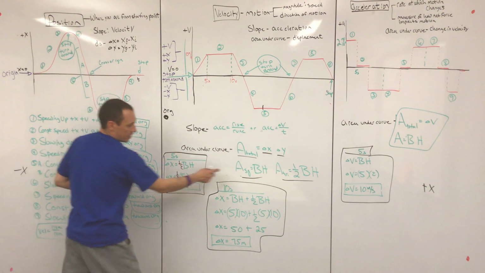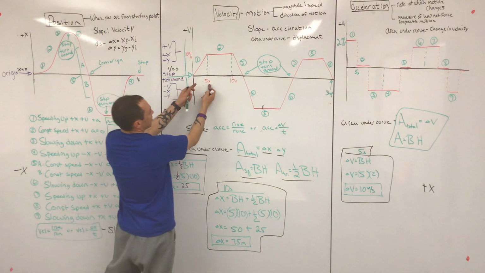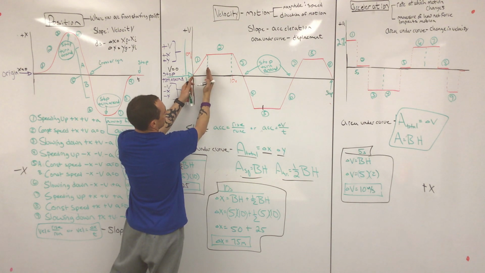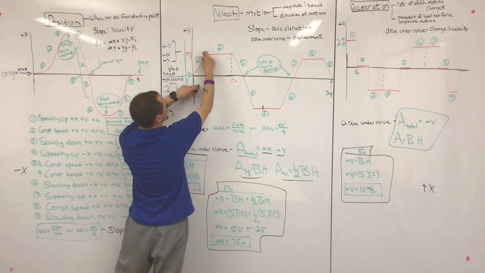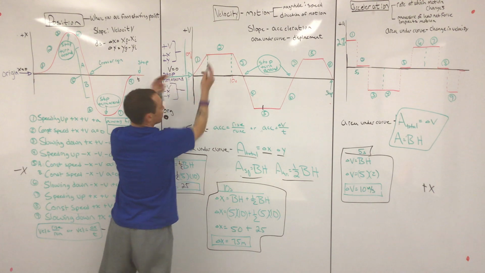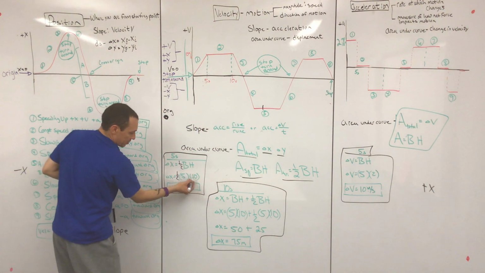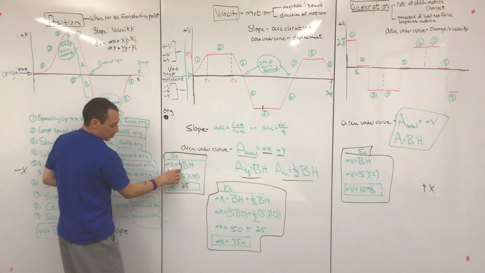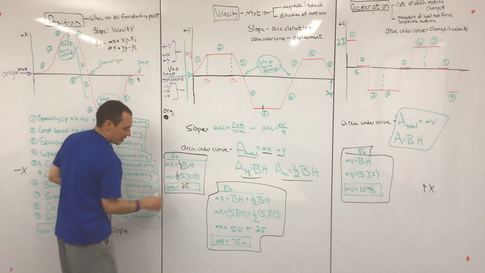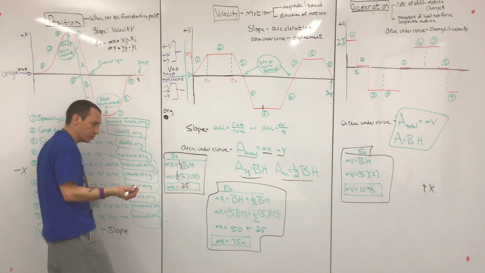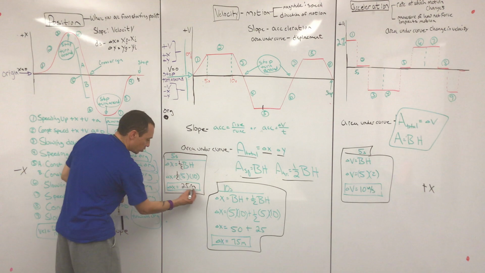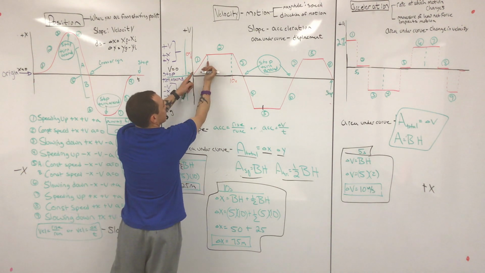So I start with 1/2 base times height, and I know my base is 5, because that's 5 seconds, so that's the number 5. And I know that the height is 10 meters per second, or just 10. So 5 times 10 is 50, but then it's also multiplied by 1/2, or we divide that number by 2, so 50 divided by 2 is 25. So I went 25 meters.